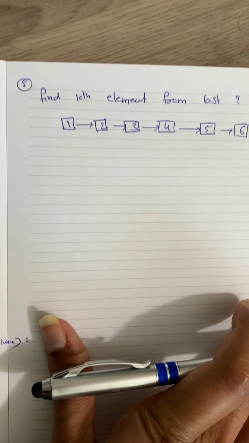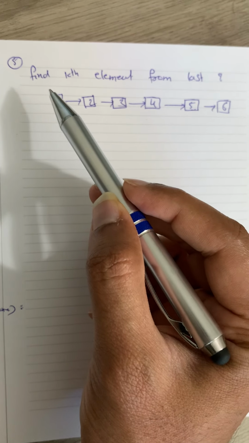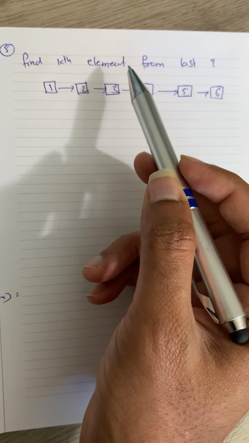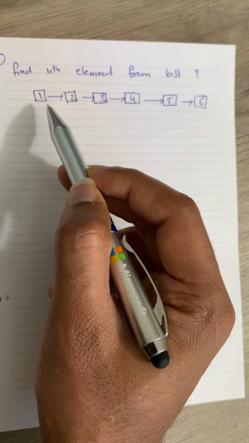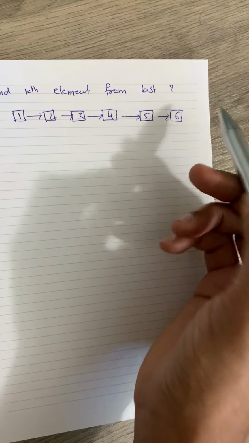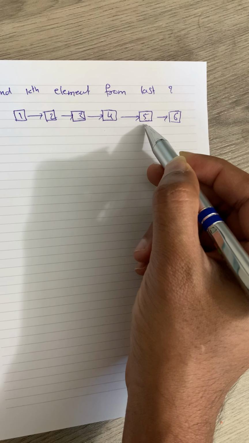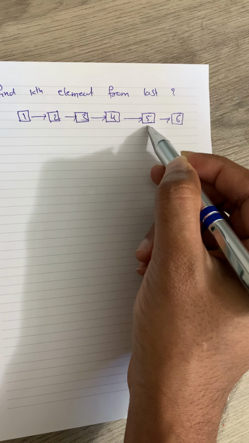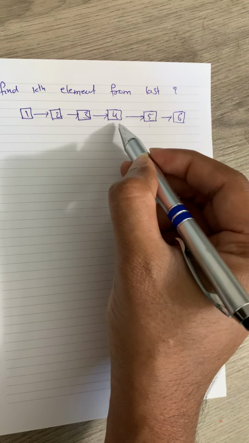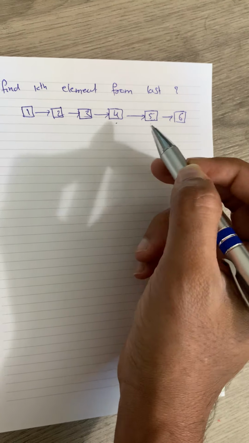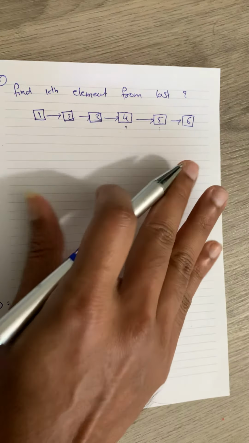Hi, in this video, I would like to solve problem number 5, where we have to find the kth element from the last. So basically, this is a singly linked list, and if the user wants the second element from the last, then we have to return number 5. And if the user wants the third element from the last, we'll be returning element 4 in our example.